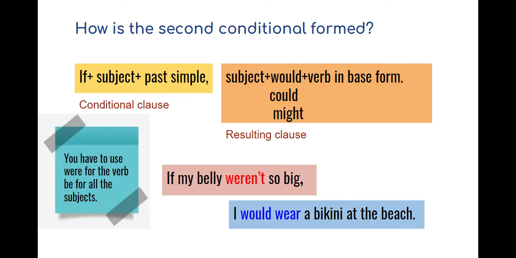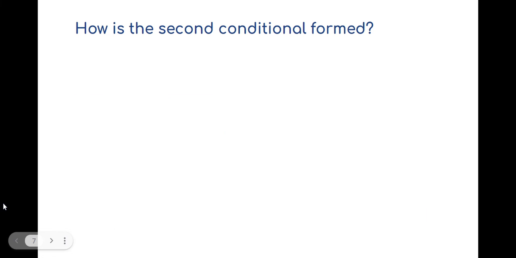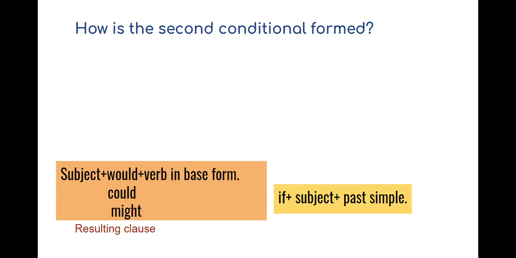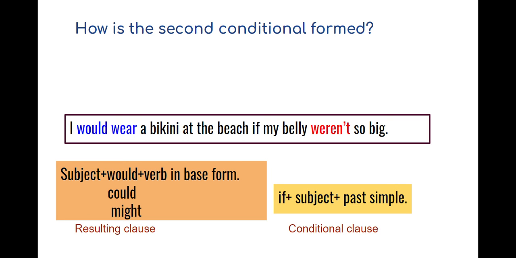It is important for you to know that we use were for the verb be for all the subjects. Here in this example, the subject is my belly, which is singular, and we use were. Okay, and we can have another form. We can start with the subject, would, could, or might, and the verb in base form, and then if plus subject plus the past simple, like in this example. I would wear a bikini at the beach if my belly weren't so big.